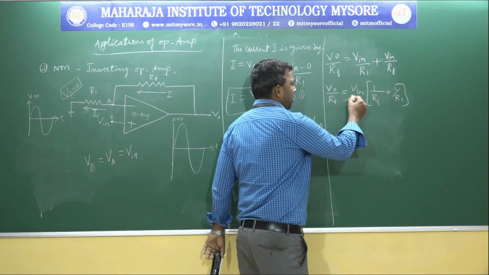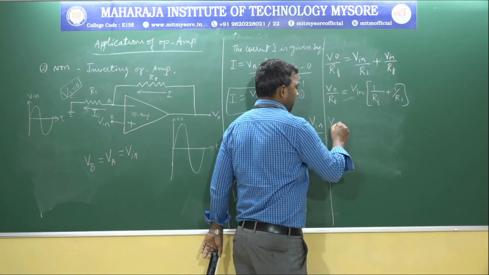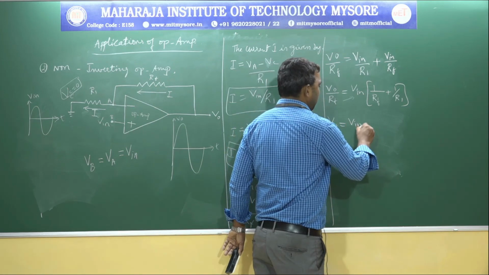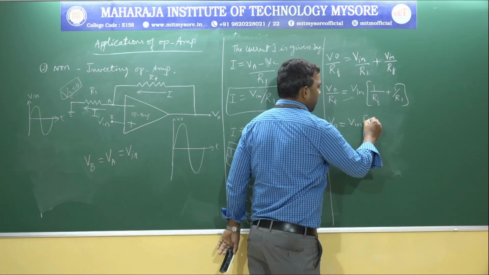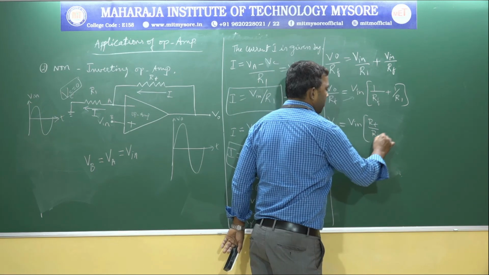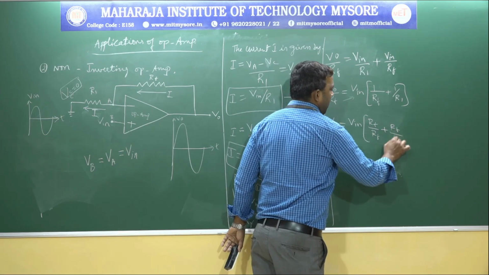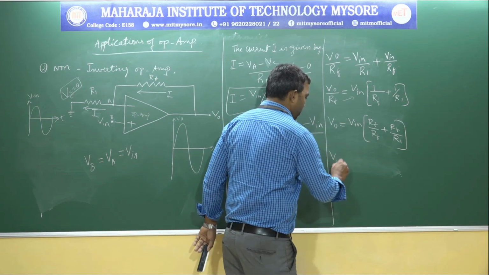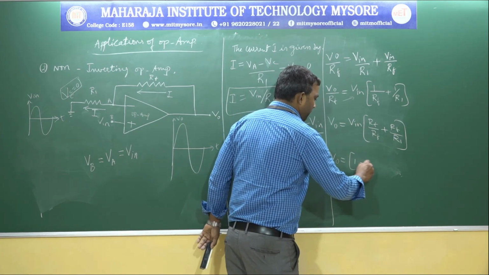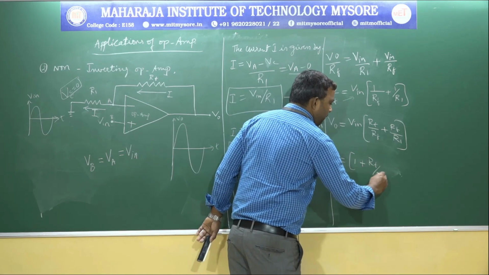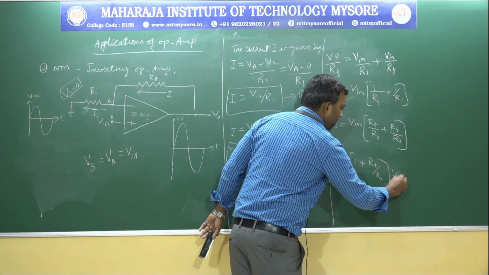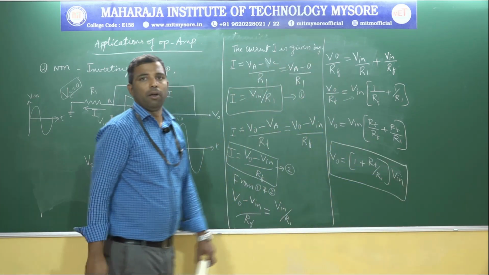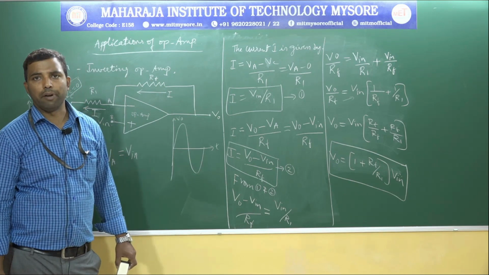Now cross multiply this with respect to RF. I can keep VO as it is. VO equal to Vin into RF by R1 plus RF by RF. RF by RF is 1. So VO equal to 1 plus RF by R1 into the input voltage Vin. This is nothing but the expression for a non-inverting amplifier.